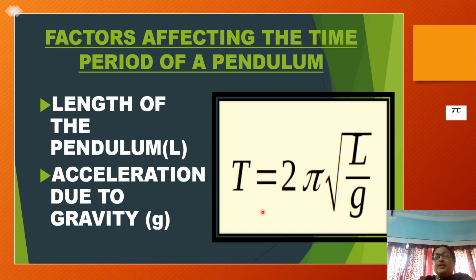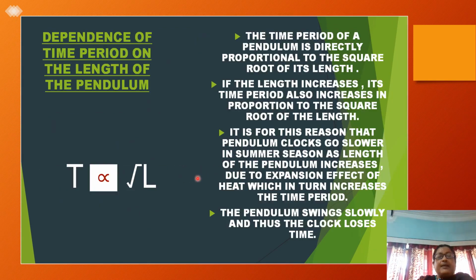Now, if you look at the formula of the time period of the pendulum, time period of the pendulum is equal to 2 pi root under L by g, where L is the length of the pendulum and g is the acceleration due to gravity. Now, let's discuss both of them, that is, how the time period depends on the length of the pendulum and how it depends on the acceleration due to gravity individually, in the coming slides. This slide was also given in the last presentation, but I would like to put together all the formulas for the simple pendulum at one place.